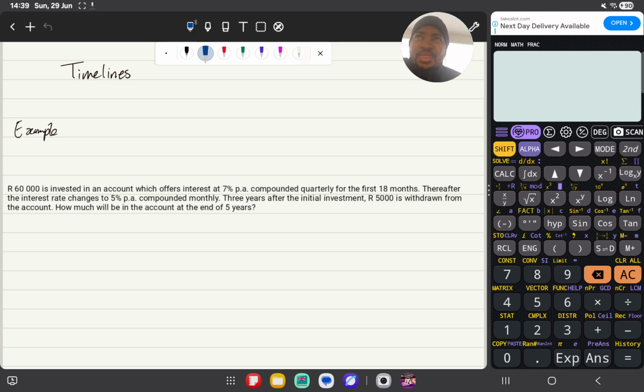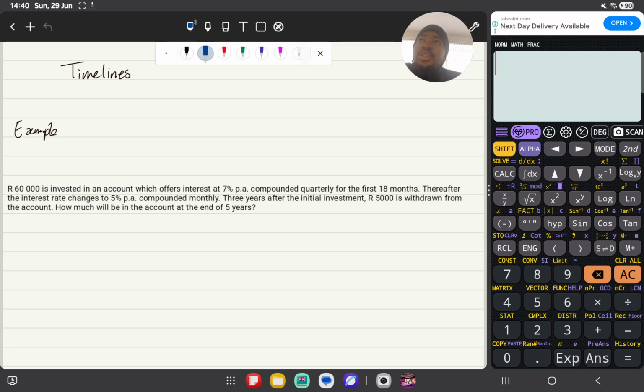So cool. Here's a good example. 60,000 rand is invested into an account which offers interest at 7% per annum, compounded quarterly.